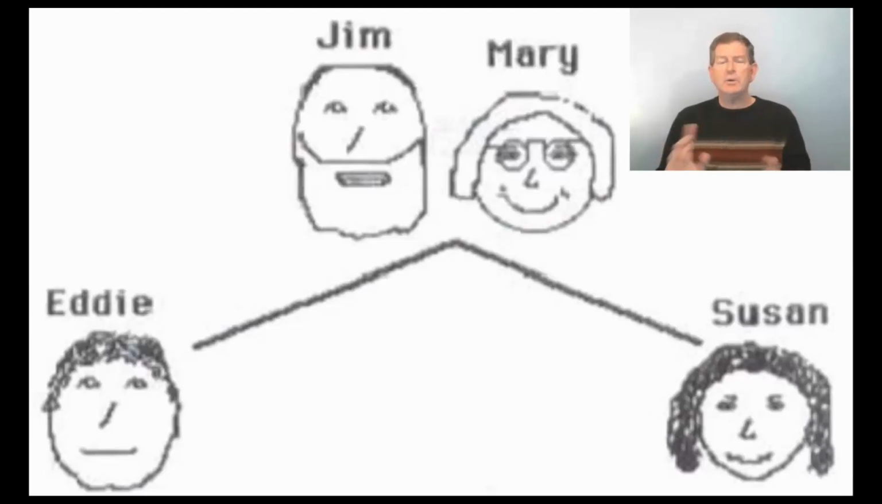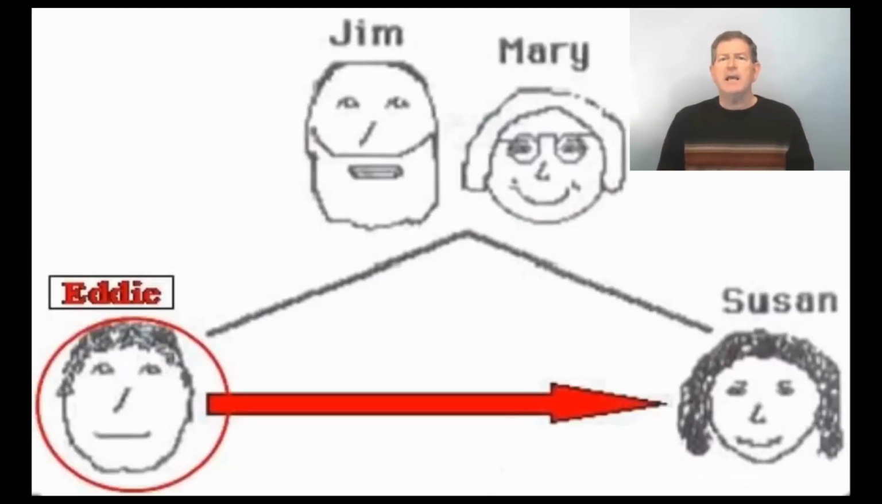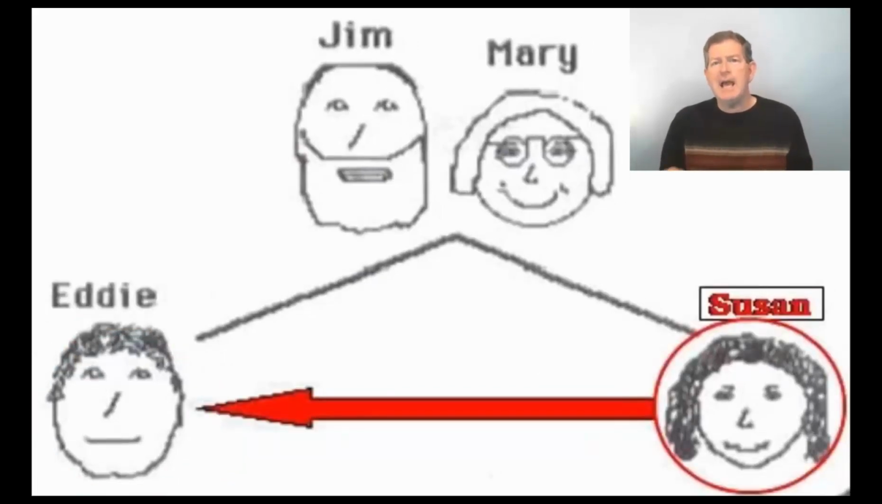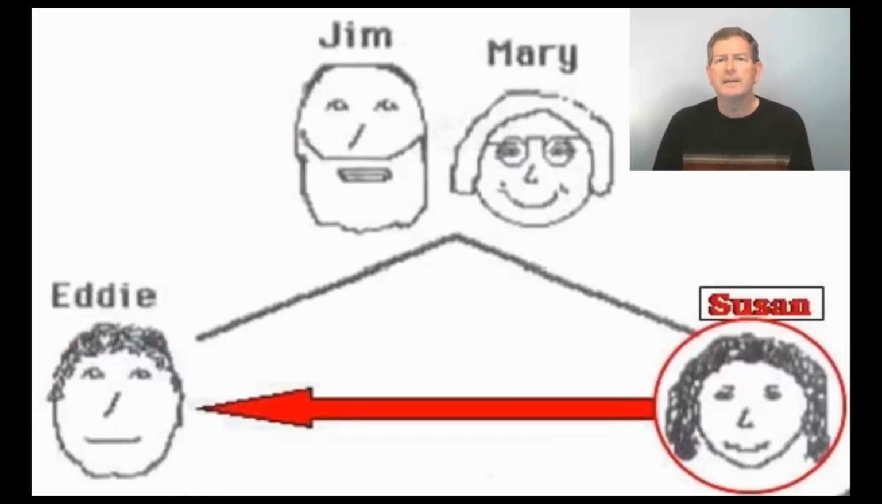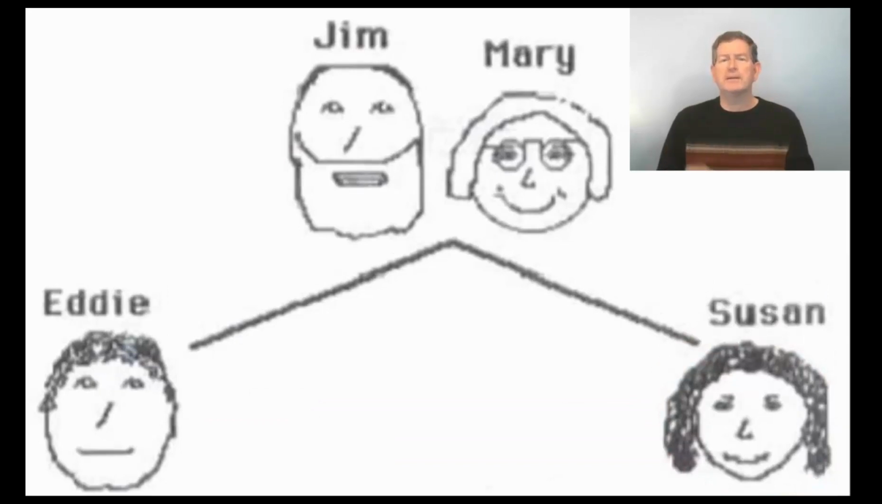Good. Now let's talk about Eddie and Susan, what their relationship is to each other. Eddie is Susan's, excuse me. Think about it, Steve. Eddie is Susan's brother. There we go. Right. You can say he is Susan's brother, or he's Susan's brother. Okay? Now, Susan is Eddie's sister, or she is Eddie's sister, or she's Eddie's sister. Okay? Repeat. Brother. Sister.